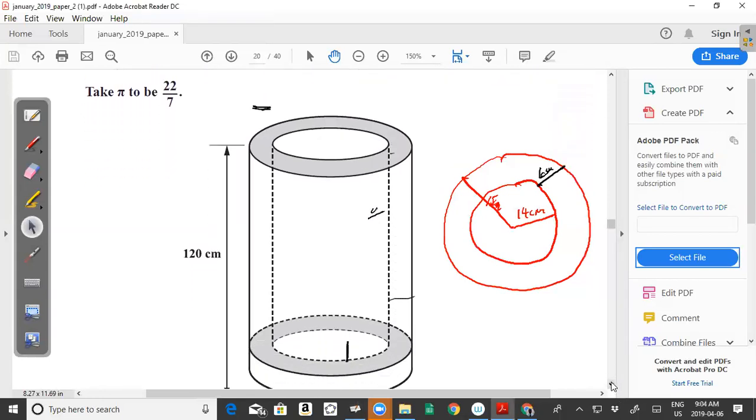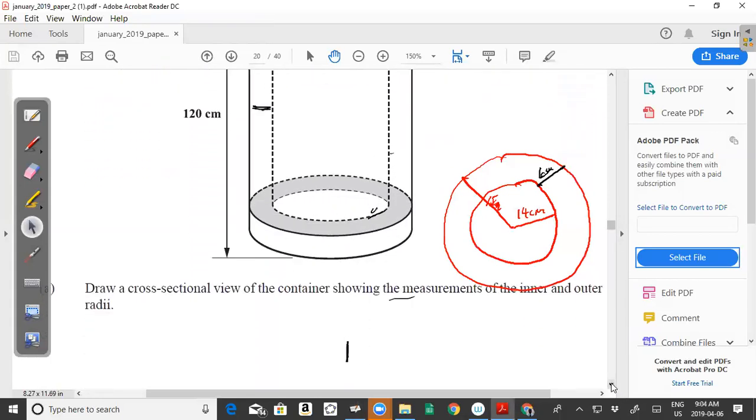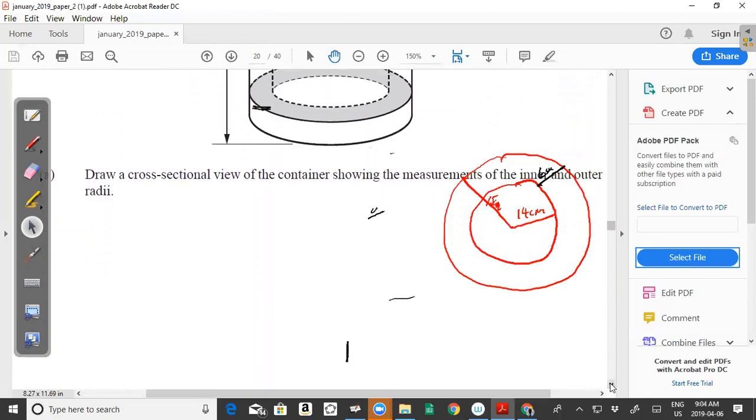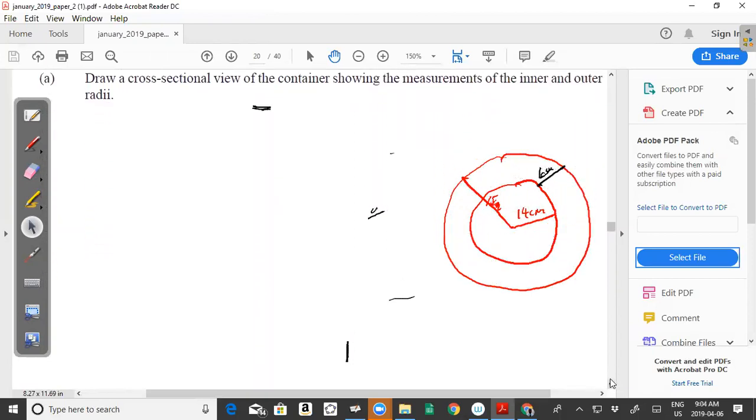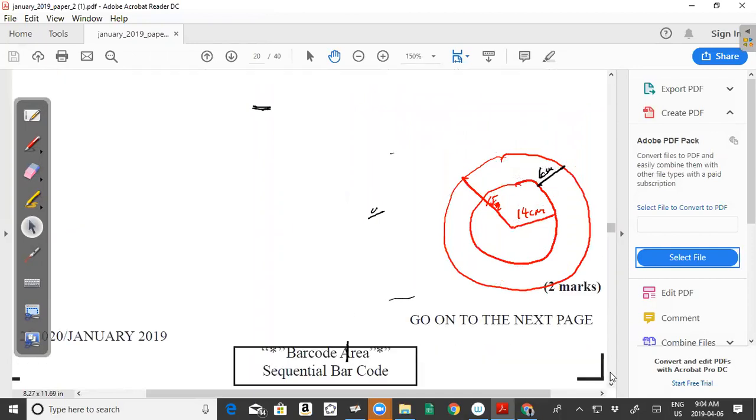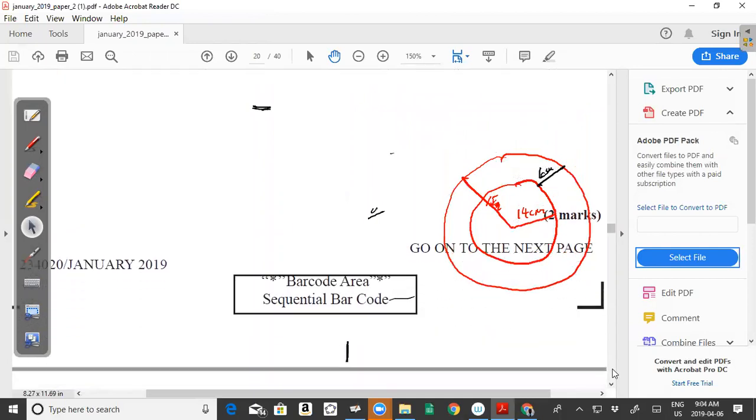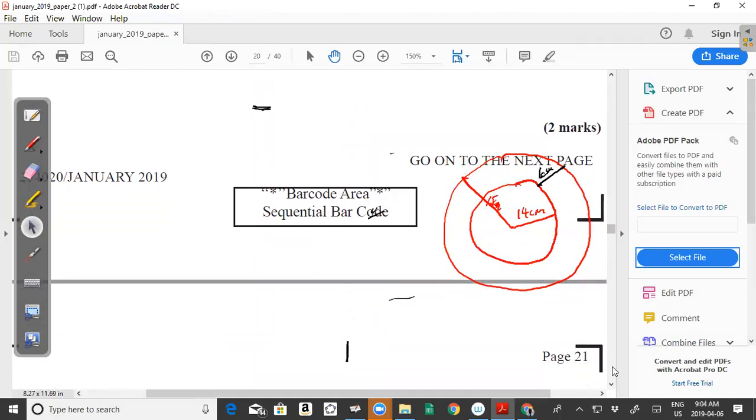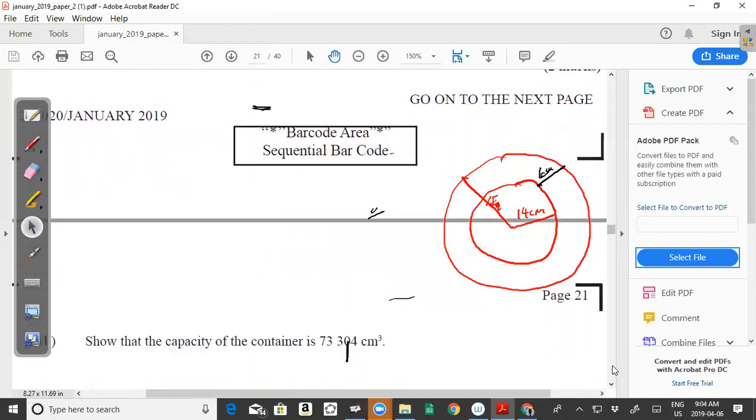For how many marks is that? So that's going to be 2 marks just for that, just to draw the cross-sectional view, and just show the 2 radii.